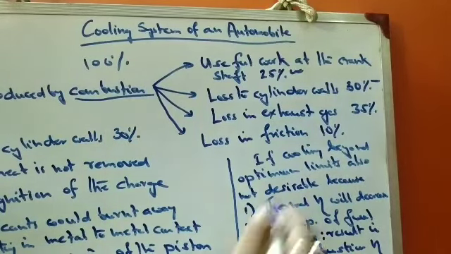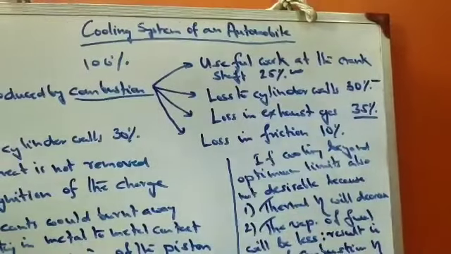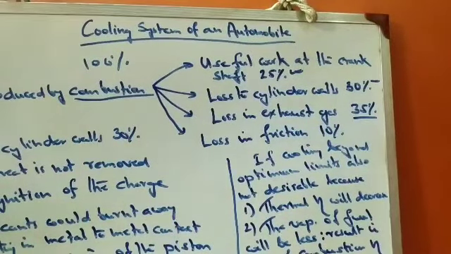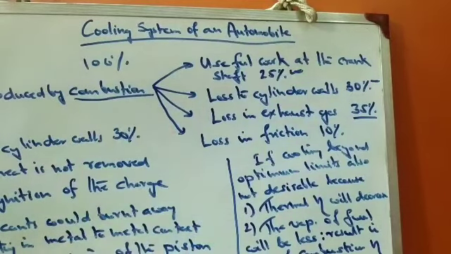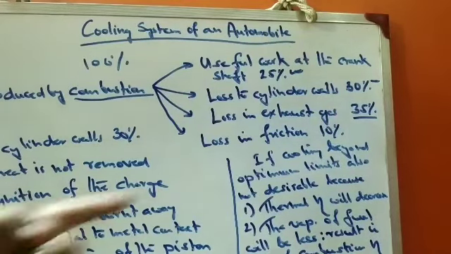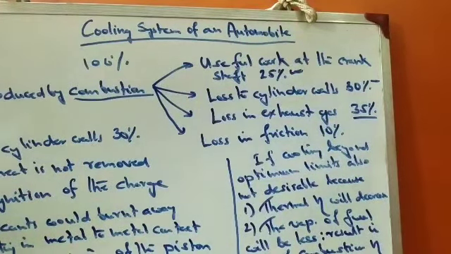And the loss through the exhaust is also large, that is 35%. That is why turbocharged engines are used. I will not go into detail now. When that topic comes, I will discuss how the enthalpy of the exhaust gas is used to run the compressor of a turbocharged engine. The loss due to friction between the piston ring and the cylinder liner or cylinder walls is 10%. So in total, it comes to 100%.